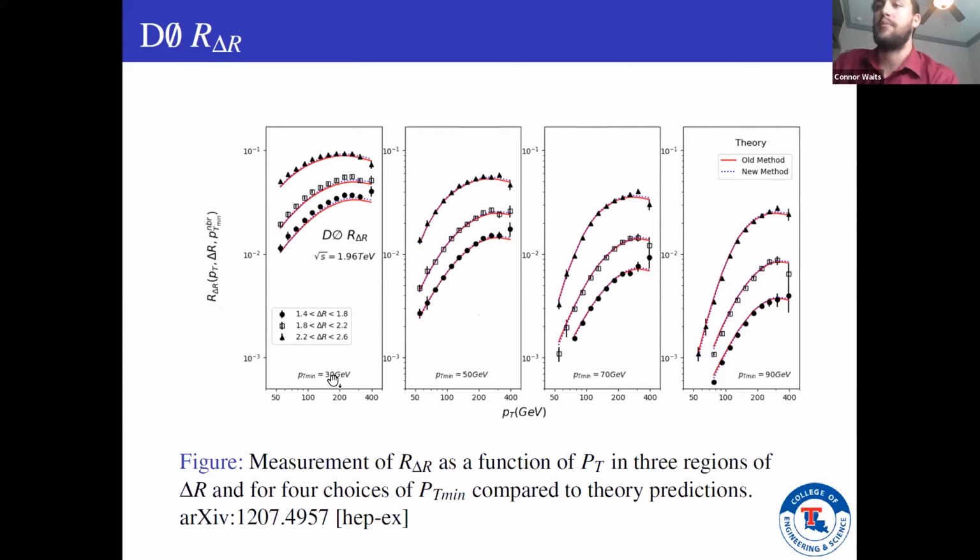Now we're not looking at rapidity ranges, but we're specifying PT minimum values, and for different ranges of delta R. So there's not much to say about this plot. There's not a lot of theoretical uncertainty in these measurements, which is good, so we can be very confident about these predictions and how good our theory fits with this data.